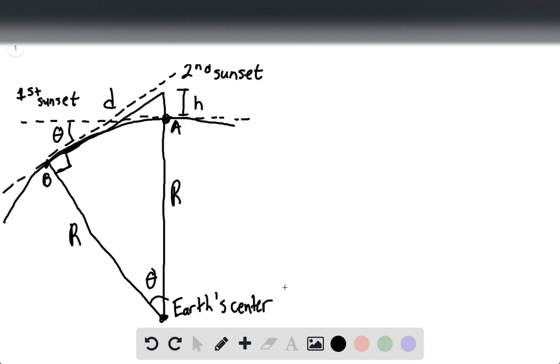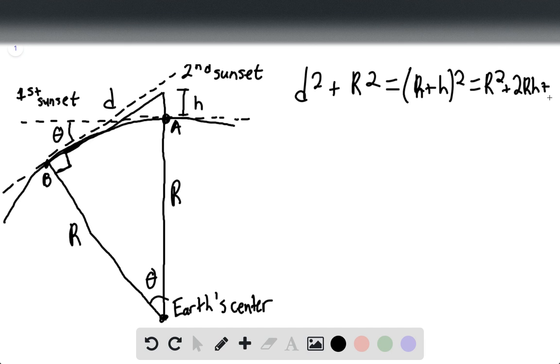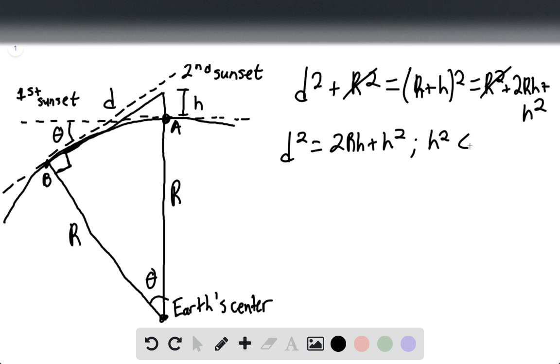Okay, and right here, we can say Earth's center. So at this point, we can say that d squared plus r squared is going to be equal to (r plus h) squared. And this is going to be equal to r squared plus 2rh plus h squared. r squared is going to cancel out, so we have d squared is equal to 2rh plus h squared. We know that h squared is much, much less than 2rh, so we can essentially eliminate that term.